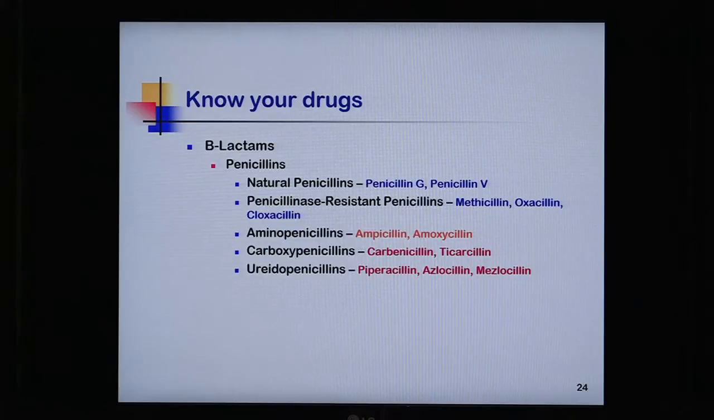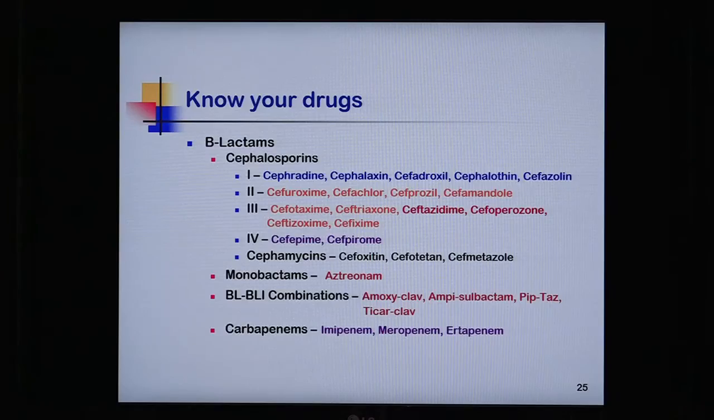There was a need to increase the spectrum of the penicillins towards gram-negatives. So we developed aminopenicillins, which are ampicillin and amoxicillin. They had good activity against gram-negatives. But then there are organisms like Pseudomonas, Klebsiella and all, tough organisms against which these antibiotics didn't show any activity. So we developed the carboxypenicillins and ureidopenicillins like ticarcillin, azlocillin and piperacillin to have action against Pseudomonas, Klebsiella.